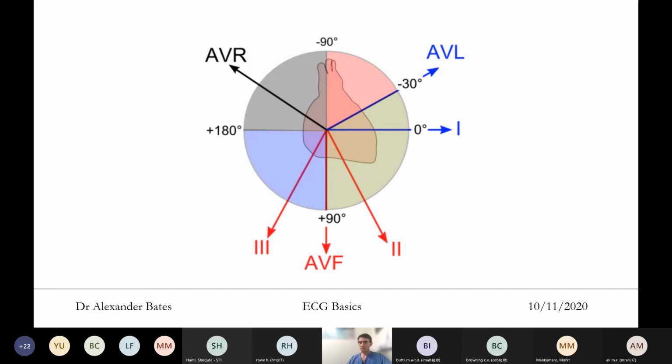If you want to look at the inferior wall, the bit going down towards the feet, then you're going to have to use the limb leads, and the leads you want to use there are the red leads here, AVF, 2 and 3. If you want to look at the lateral wall of the heart, the lateral left ventricle, then alongside V5 and V6, you're also blessed with lead 1 and AVL as well.